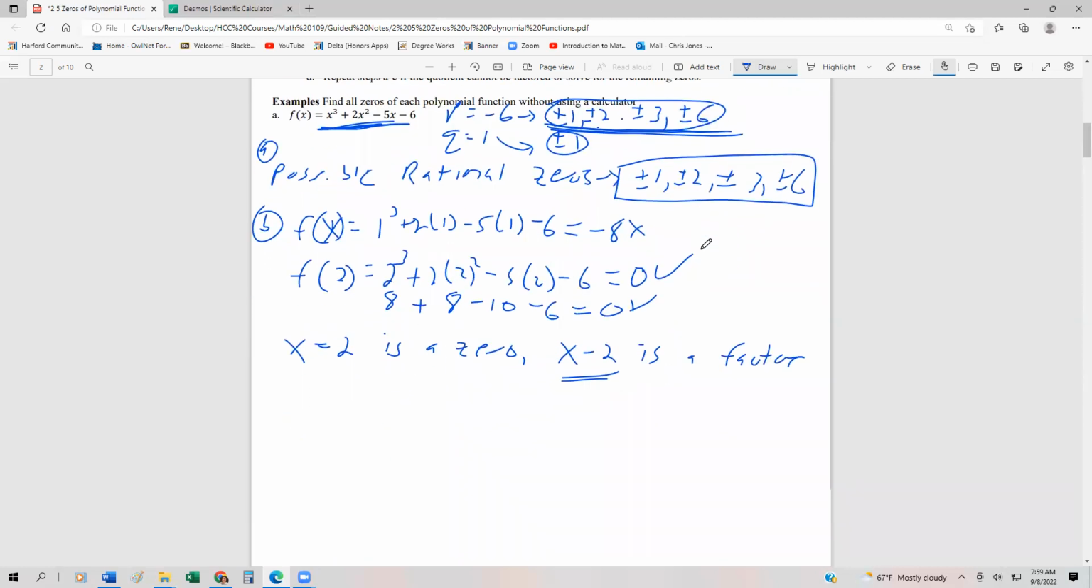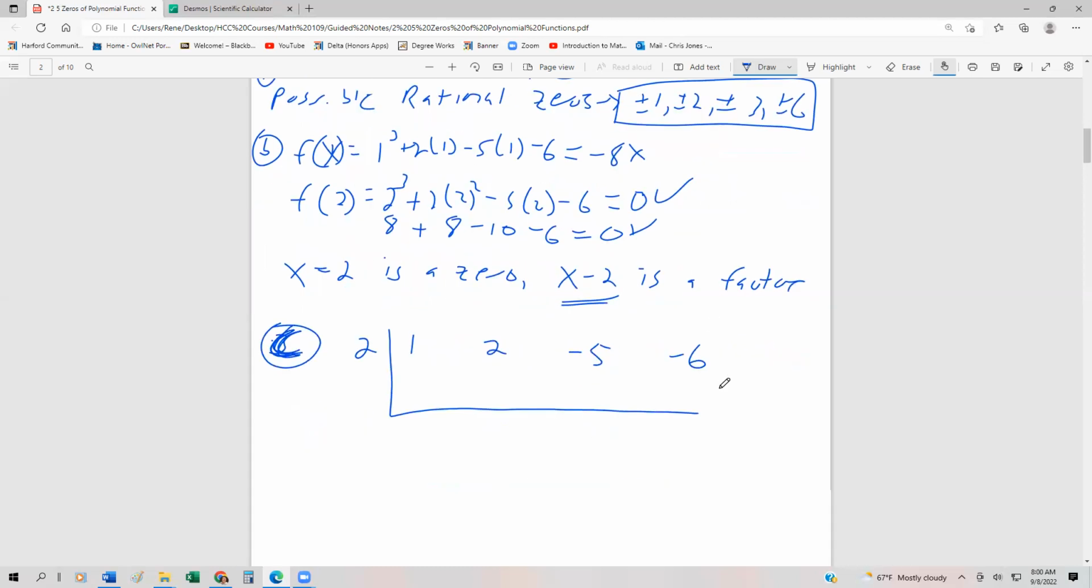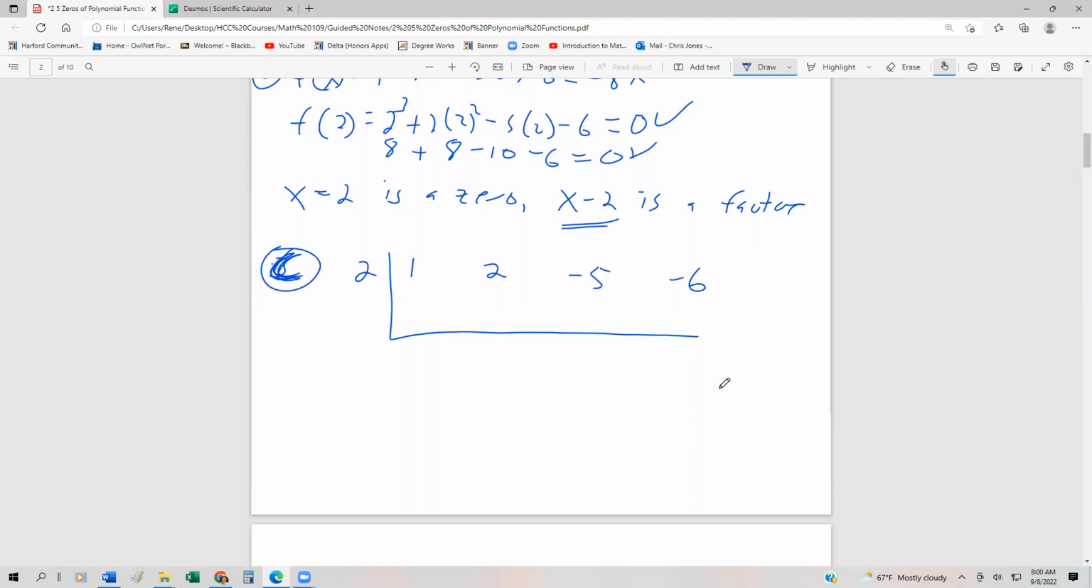For step 3, or part C, we're going to take our 2, which is our 0, and use synthetic division. The coefficients of this polynomial are 1, 2, -5, -6. Remember, since it's a factor, the remainder should be 0. So we bring down the 1. We get a 2 and a 4. We get an 8. That's a 3.